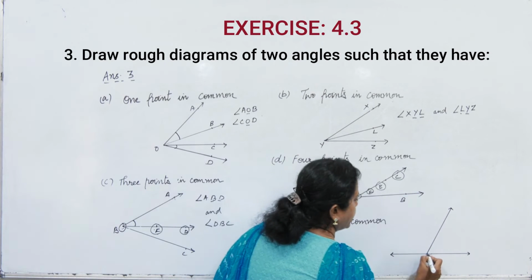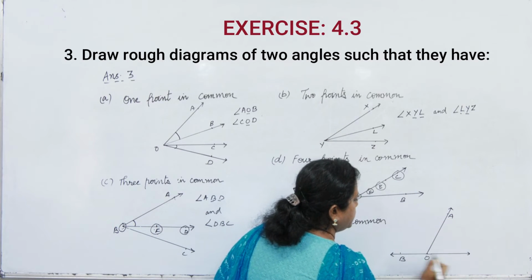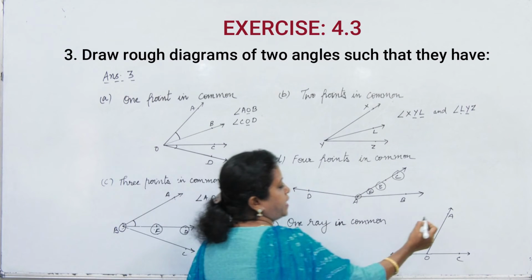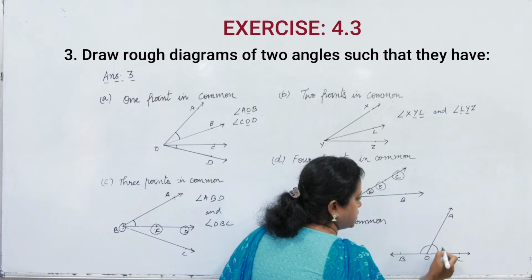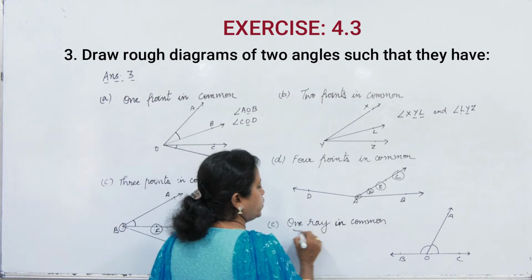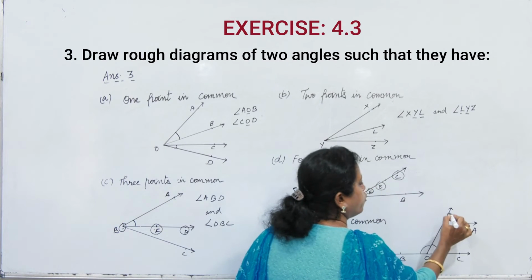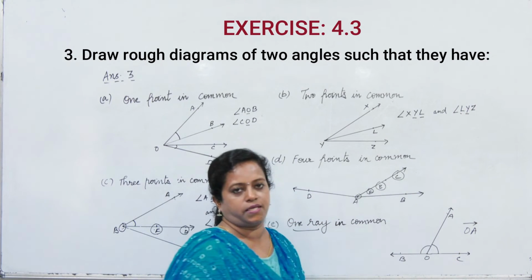Now the last one is one ray in common. Let me mark the points here: O, A, B and C. First let us identify the angles. The angles are angle AOB and angle AOC. In both the cases, which ray is common? Ray OA is common for both angle AOB and angle AOC.